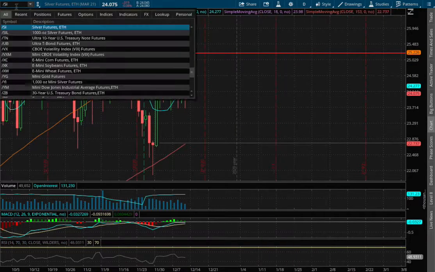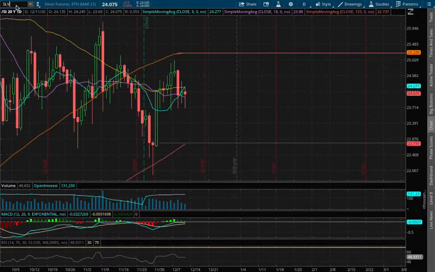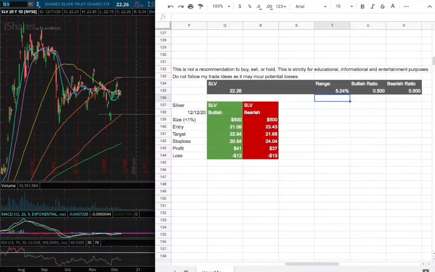As for the trade idea of the week, I'll be trading SLV, and my position size will be less than 1% of my portfolio. My long entry is at $21.09, and that is this range here, and that coincides with the 150-day moving average, this red line. My sell target is at $22.84, and my stop loss is at $20.54.